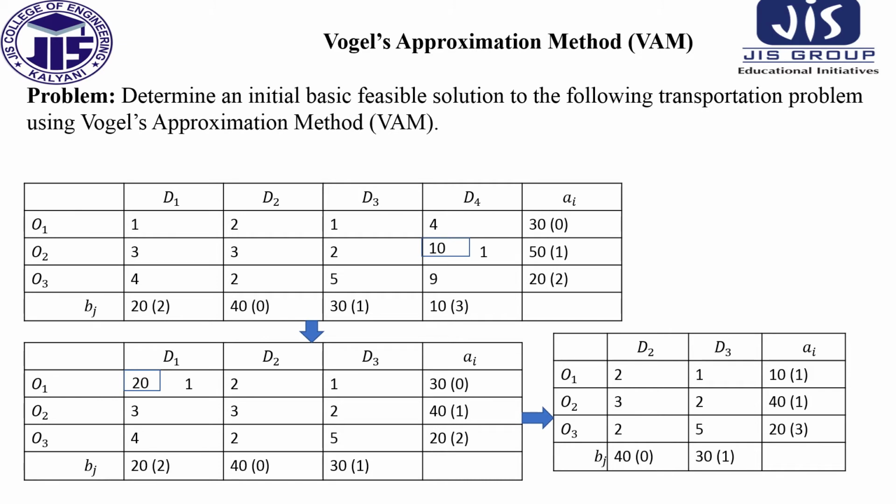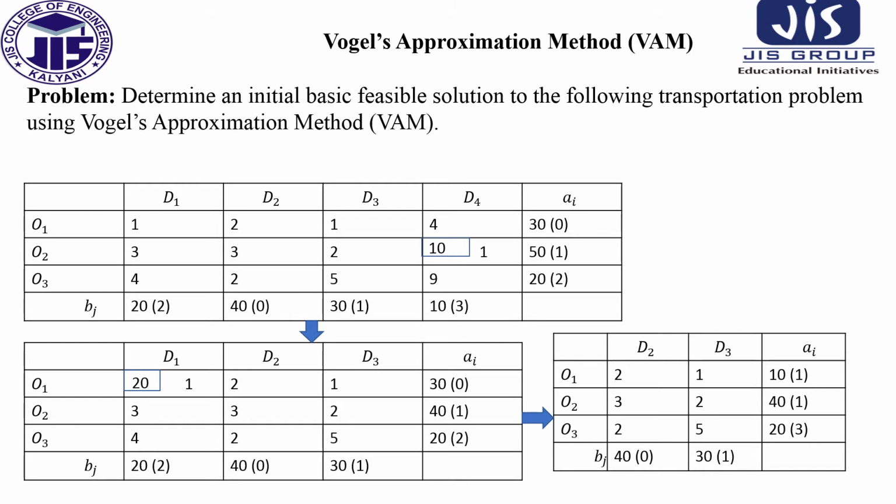So in the O3 row, the supply value is 20, the minimum cost value is 2 and the next minimum value is 4. So we subtract 2 from 4. So 4 minus 2, this is 2, and we write this 2 beside the 20. So inside the bracket we write 2. We apply the same procedure for all columns also.